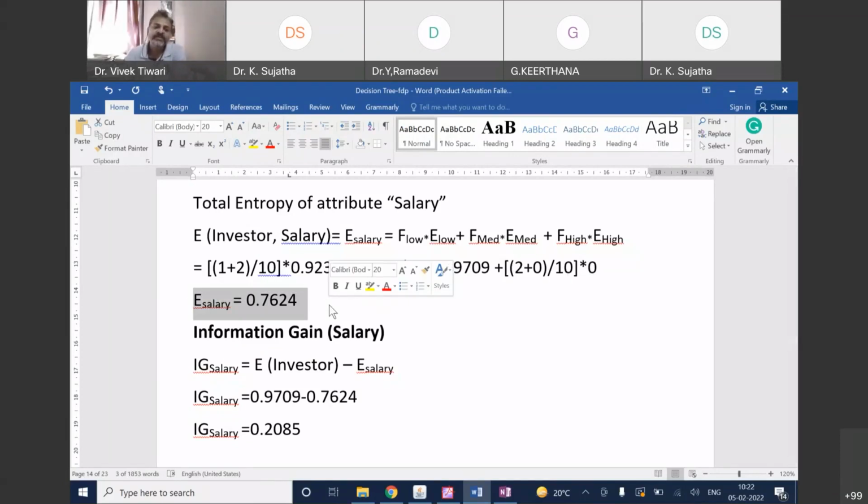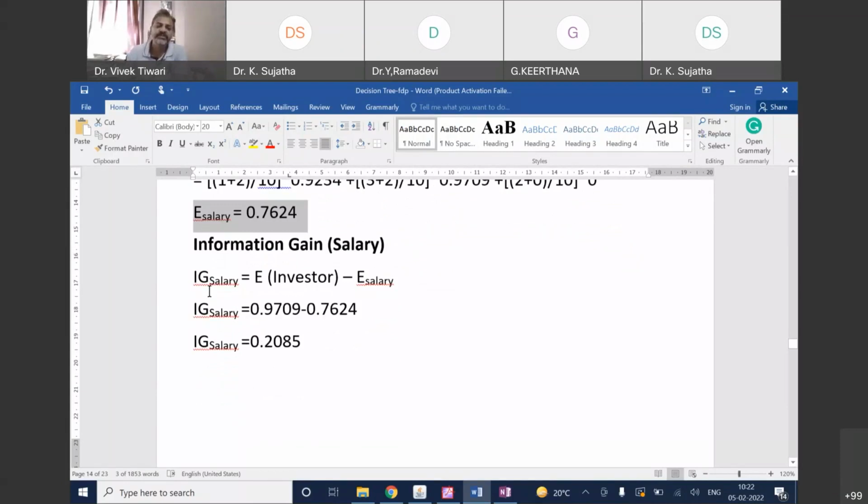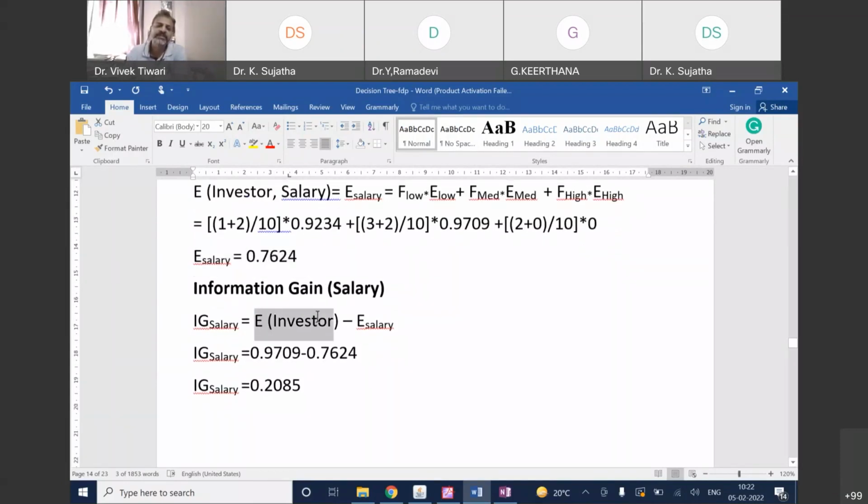One stage is remaining: the information gain of salary. You know the entropy of the class label was 0.97. You need to subtract the entropy of the variable salary, that is 0.76. Whatever value you get is called the information gain of salary. Is it clear to everybody?